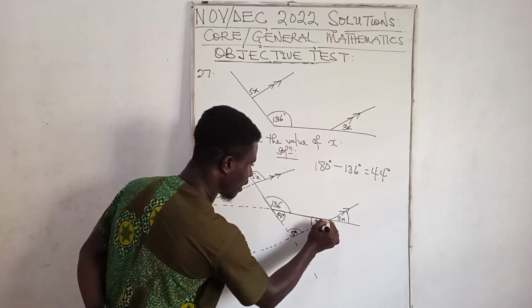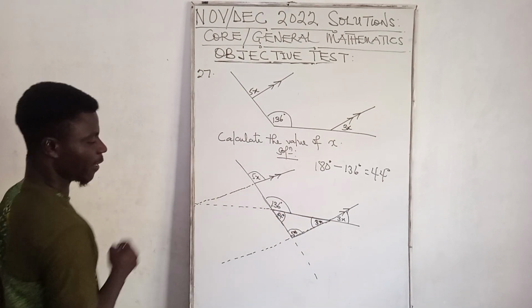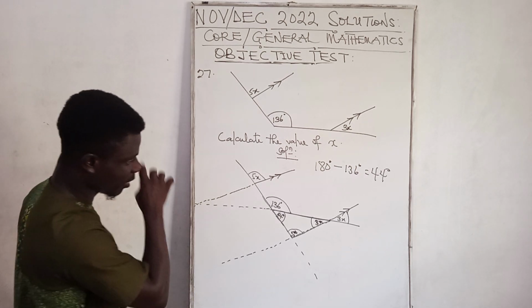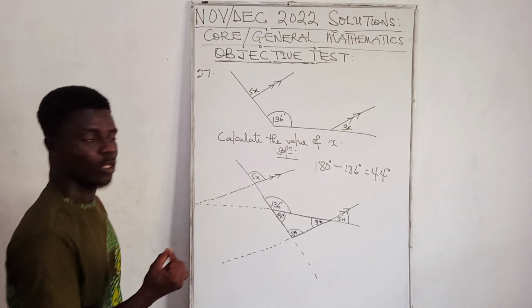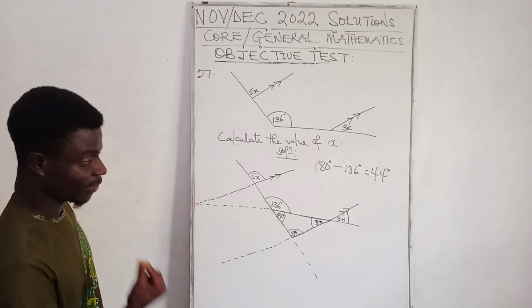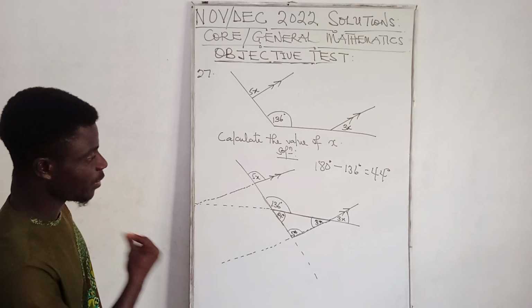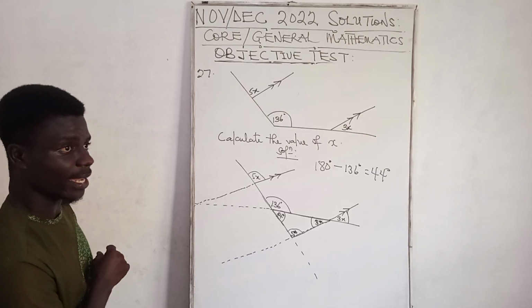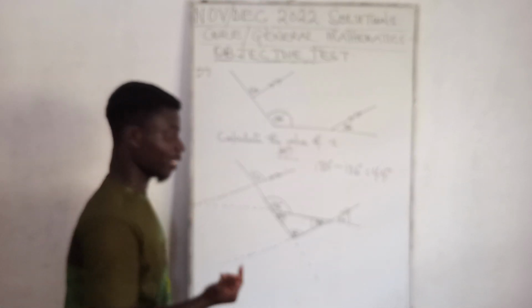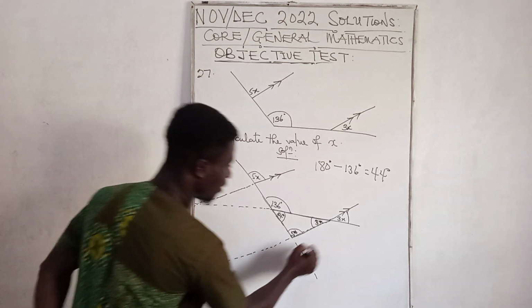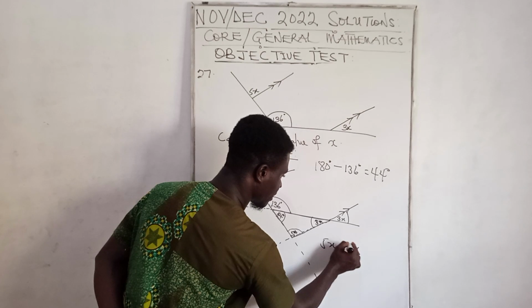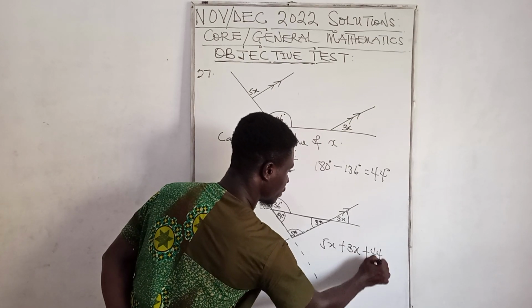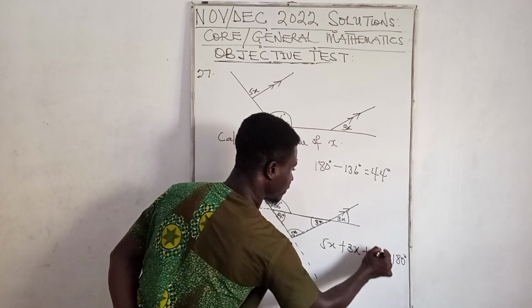As we can see, we have a two-dimensional shape here, right? We have a triangle inside. So we can use triangle properties, which is 5x plus 3x plus 44. Then we equate it to what? 180 degrees. Why? Because the sum of interior angles of a triangle is 180. So I have 5x plus 3x plus 44 degrees must be equal to 180 degrees.